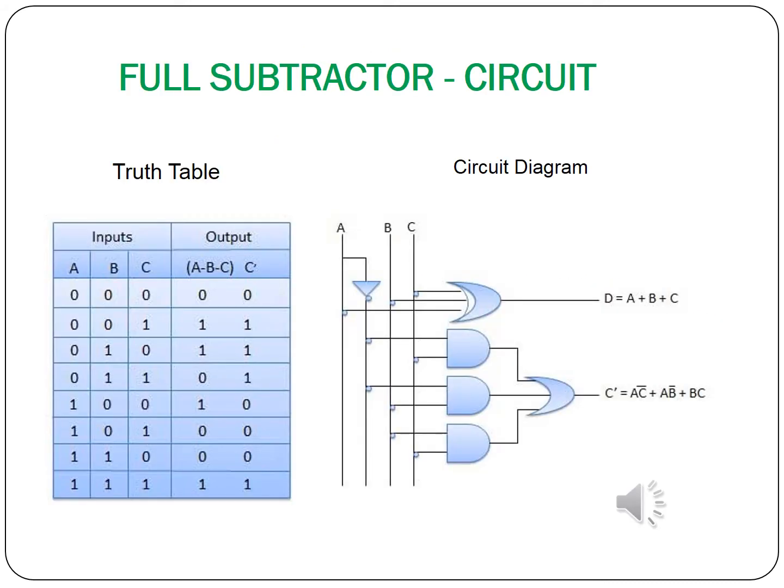This slide shows the full subtractor circuit truth table and the logical diagram. It clearly shows that the full subtractor is a 3-bit binary subtraction. A, B, C are the inputs and the outputs are difference and borrow. The difference is A minus B minus C. This is the difference output. The other one, C dash or B, is nothing but the borrow over subtraction.